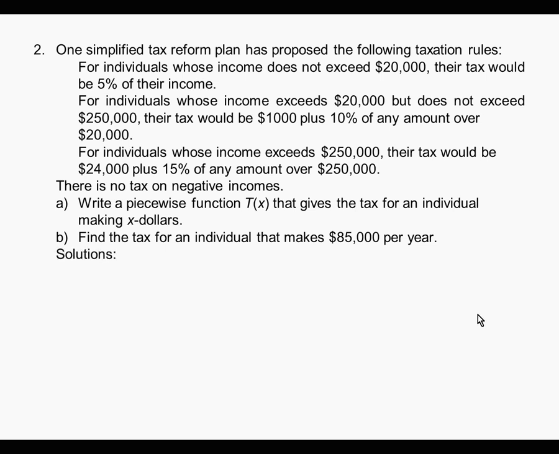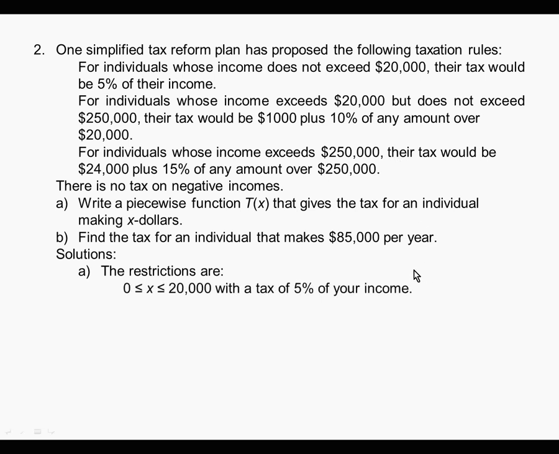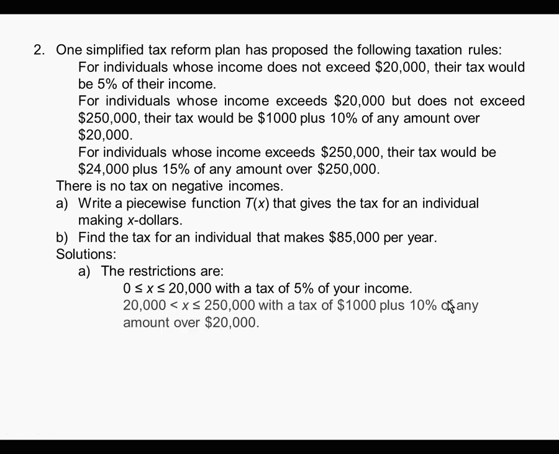So our solutions. Okay, let's figure out the restrictions. Okay, you do not exceed 20,000. Remember, no taxes on negatives. So 0 less than or equal to X less than 20,000 with a tax of 5% of your income. Remember, your income is X, and 5% would be 0.05. Okay, then the next restriction. You exceed 20,000, but you do not exceed 250,000. So 20,000 less than X, which is less than 250,000. And your tax is 1,000 plus 10% of any amount over 20,000.